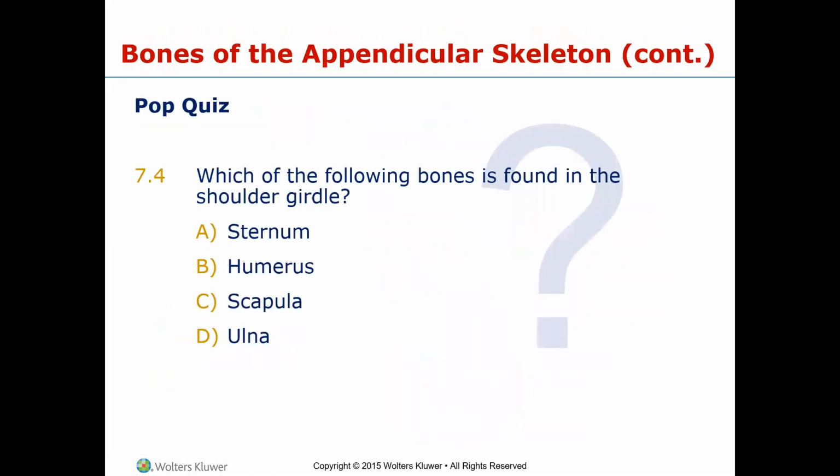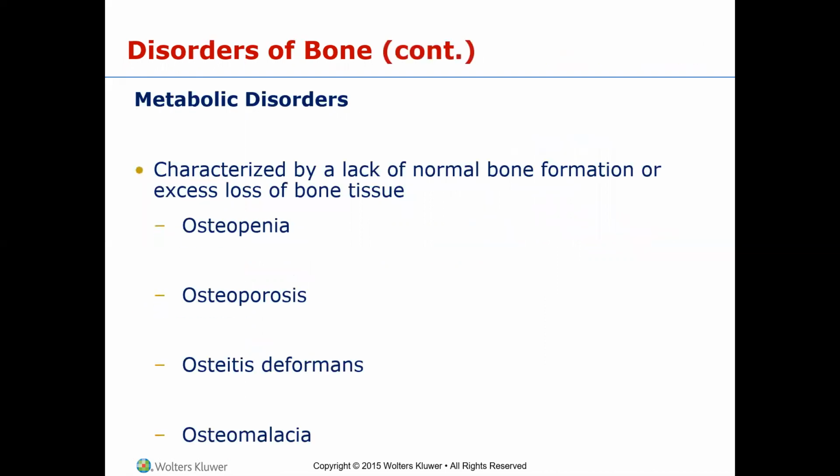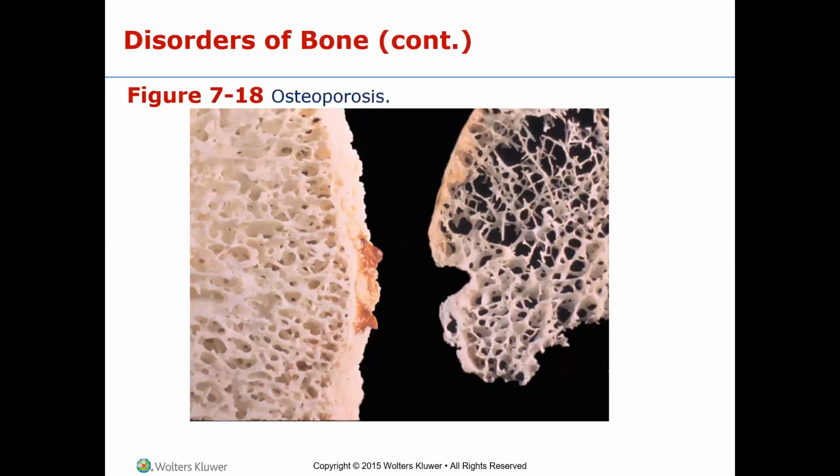And here, which of the following bones is found in the shoulder girdle? So of course in the shoulder we would have the scapula. And then the 5 types of bones, which we're not going to be responsible for, and the types of fractures, I'm not going to hold you responsible for those either.